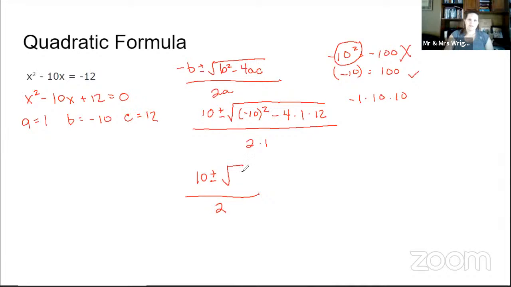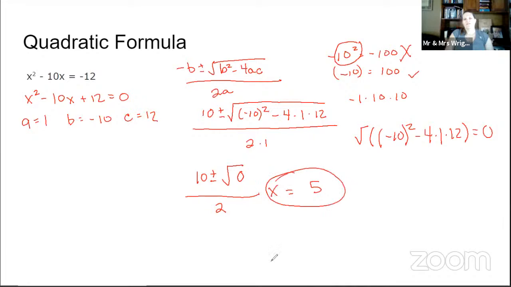And guess what I get? I get 0. So what it looked like is square root parentheses, parentheses, negative 10, close parentheses, squared, minus 4 times 1 times 12, close parentheses. And when I hit enter, I got 0. So what does this mean? Remember what I said? If the discriminant is 0, that means we're only going to have one answer. So what's the square root of 0? It's 0. So 10 plus 0 divided by 2 is going to be 5. And 10 minus 0 divided by 2 is also 5. So x equals 5.